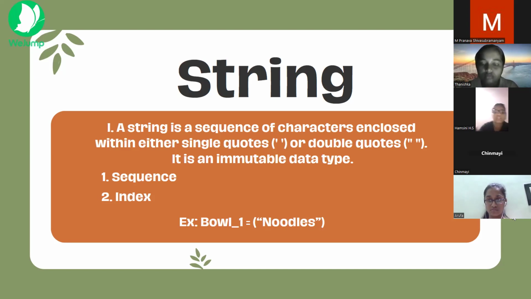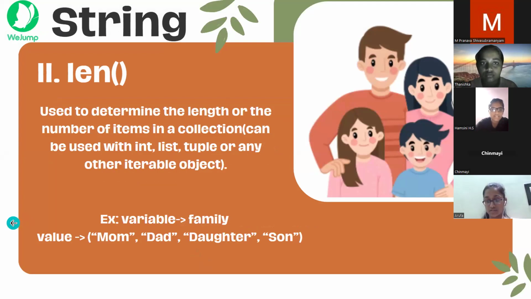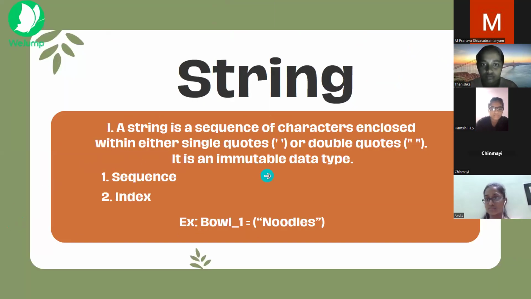Example, we can also take it as a sequence, an ordered collection. Next page. An ordered collection of items accessible by the position index. This means that the items in a sequence have a specific order, and each item can be accessed.